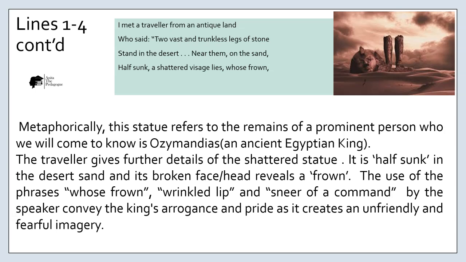Now, the use of the phrases whose frown, wrinkled lip, and sneer of command by the speaker convey the king's attitude, which we can describe as arrogance and pride, as right away when you read the poem, it creates an unfriendly and fearful imagery of this ancient king.